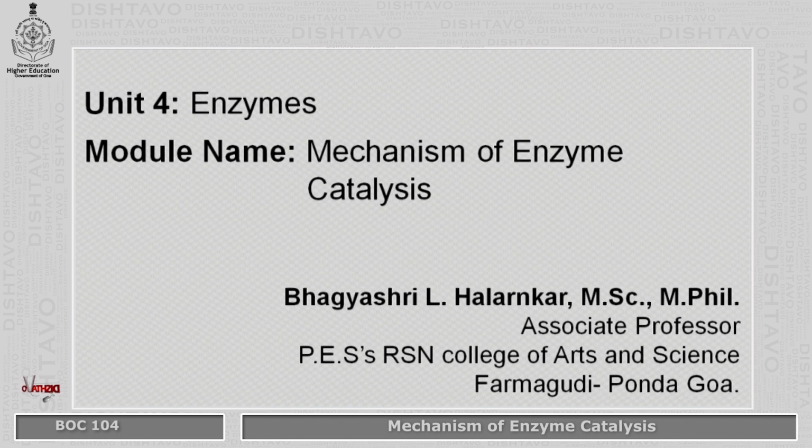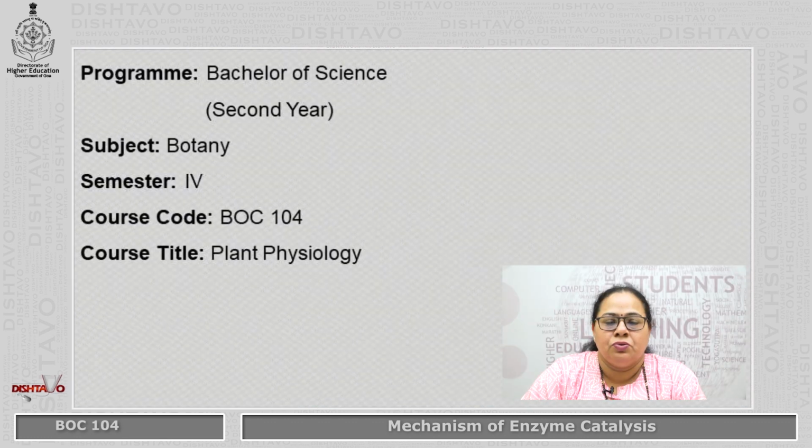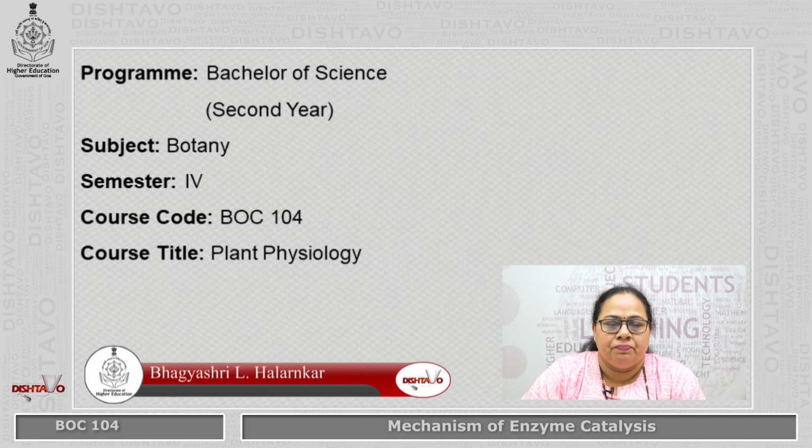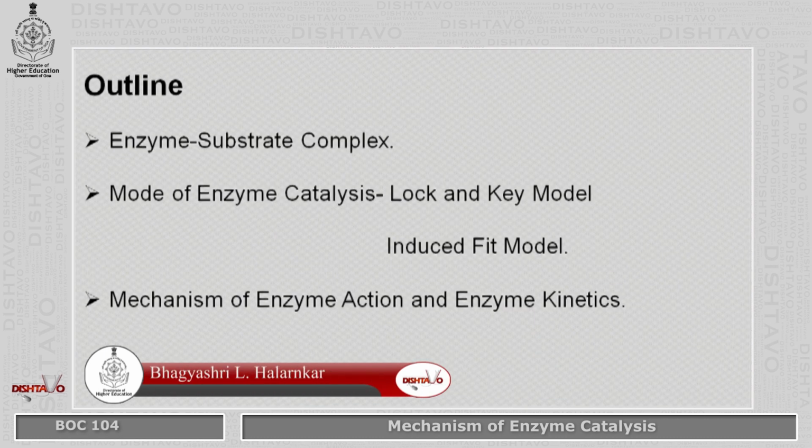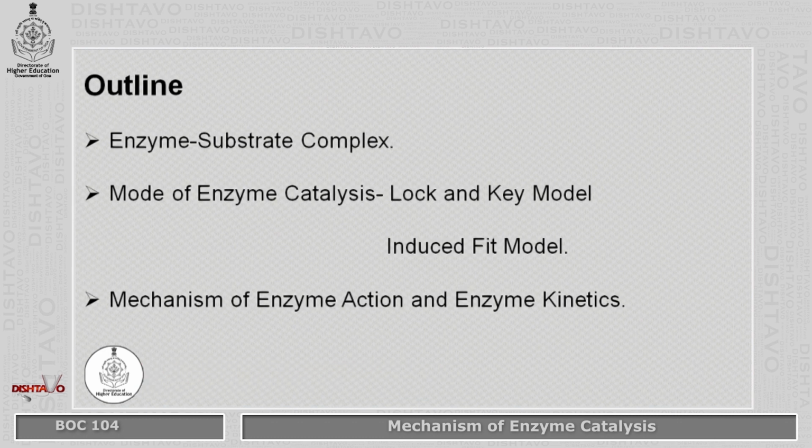In this module, you are going to learn the mechanism of enzyme catalysis. This module is from Unit 4 Enzyme. Unit 4 Enzyme is from course code BOC 104 and course title Plant Physiology. The outline of the module is enzyme substrate complex, mode of enzyme catalysis by lock and key model and induced fit model, mechanism of enzyme action and enzyme kinetics.